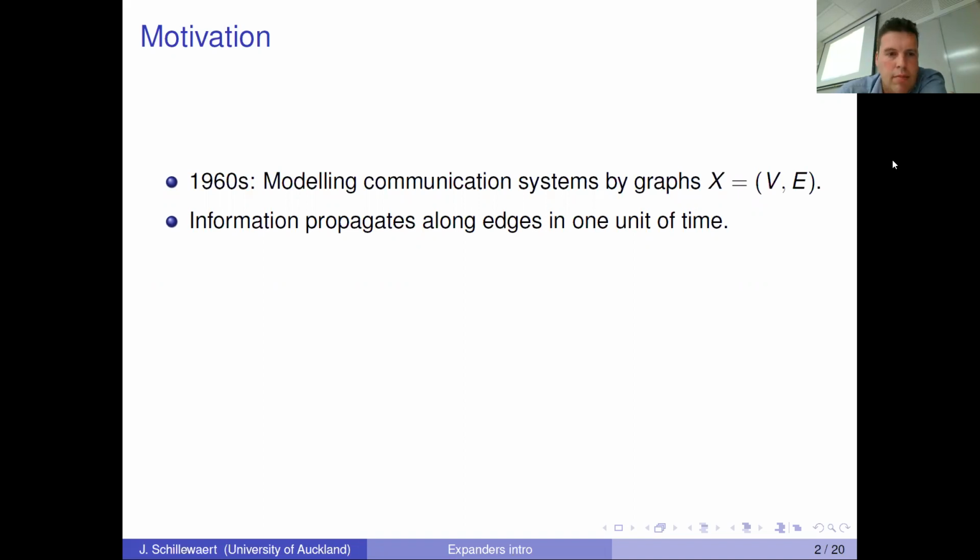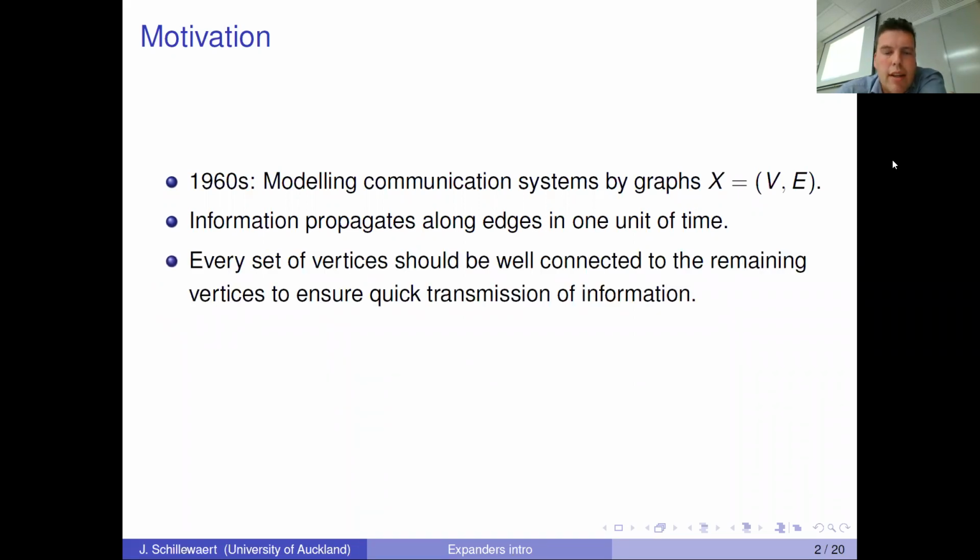Of course, what you would like is that every set of vertices should be well connected to the remaining vertices to ensure quick transmission of information. Especially back in those days, the devices were quite slow. You wouldn't want to see the 1-0 in the World Cup when it's already 2-0, right? So you have to make sure you're quick.